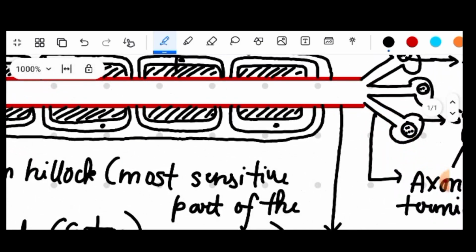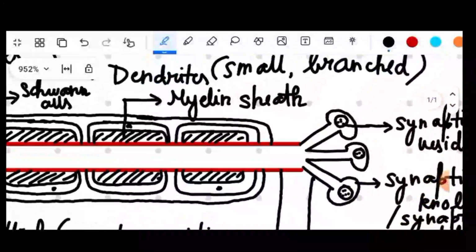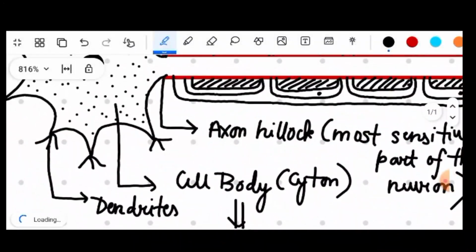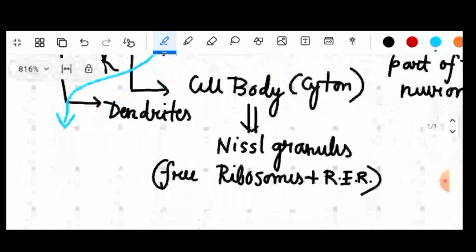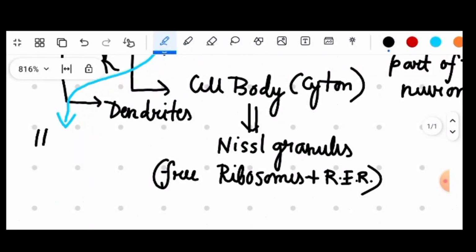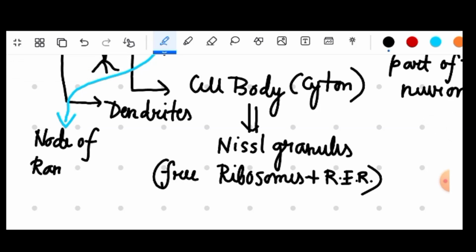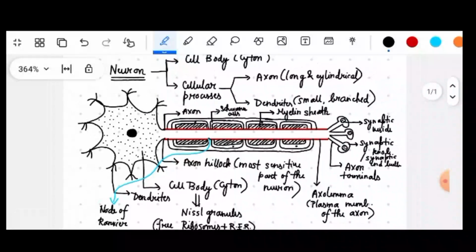And the node of Ranvier is the portion where there is no myelin sheath present. So this is this part. I'm showing it with a different color because we lack space, so I'm showing it with blue color. See this one. This is called the node of Ranvier. Node of Ranvier is where the myelin sheath is absent. So the transmission of ions in and out of the neuron occurs through the node of Ranvier. So you can see the entire structure of the neuron.